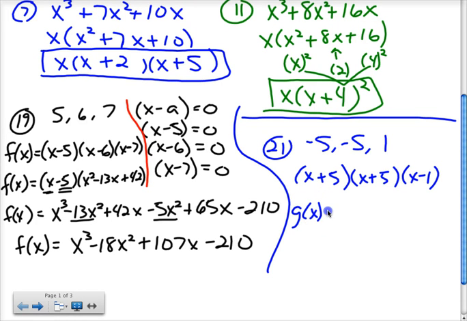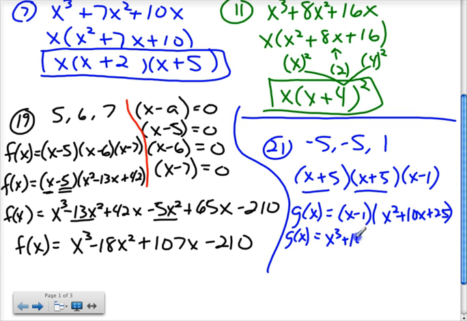I'm going to call this one g of x, just to have something a little bit different. And I notice in this one that I have the special pattern of the x plus 5 squared. So this time I'm going to put the x minus 1 out front because that's nice and easy to multiply by the x and the 1. And just go ahead and either do the pattern for a binomial squared or do the FOIL on it, and you get x squared plus 10x plus 25.